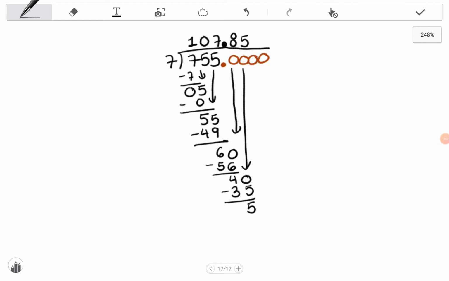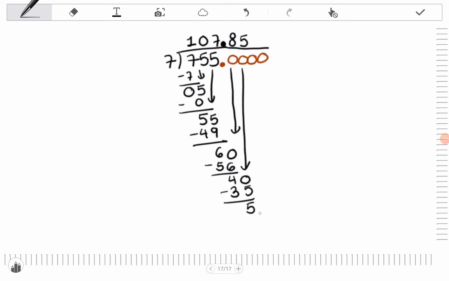Once again, I haven't finished. Why? Because my remainder is not 0. And I only have 2 decimal numbers so far. So I have to do at least one more. Remember, we're going to ask you for 3 decimal numbers. We have only 2, so I have to keep going. How? I have to bring down the next number.